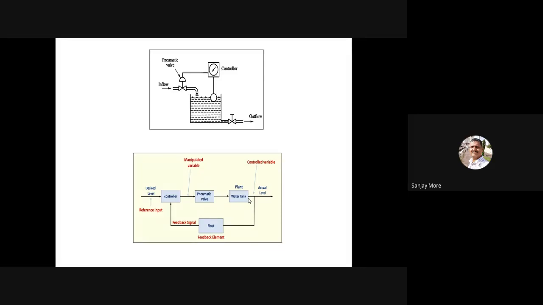This system is attached with feedback. So the float means the feedback element. This float varies in the upward and downward direction. When the water level decreases, the float goes downward, and when the water level increases, the float goes upward and gives direction to the inflow system to stop the water supply to the tank.